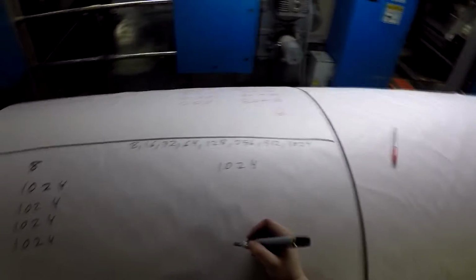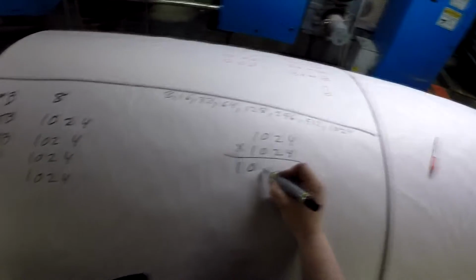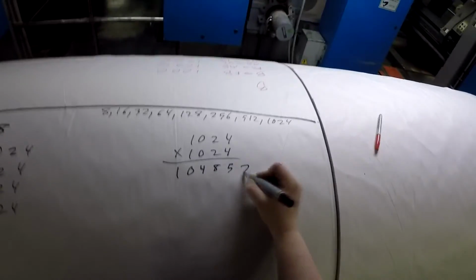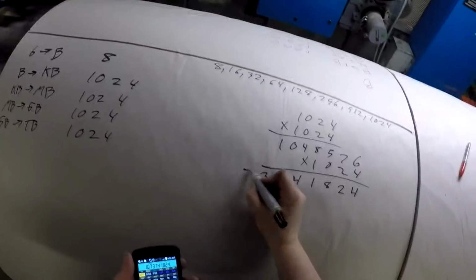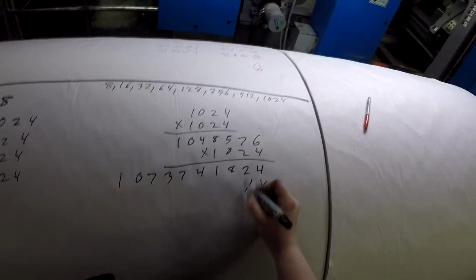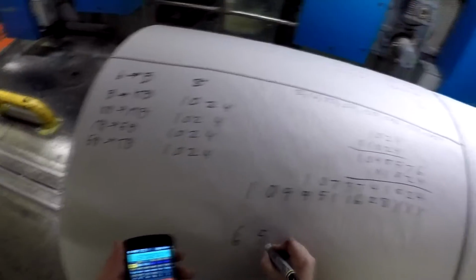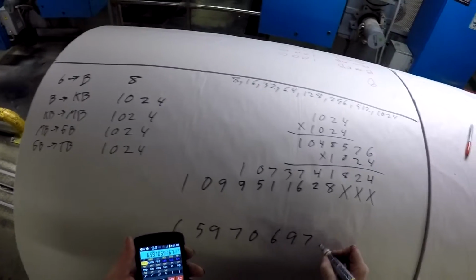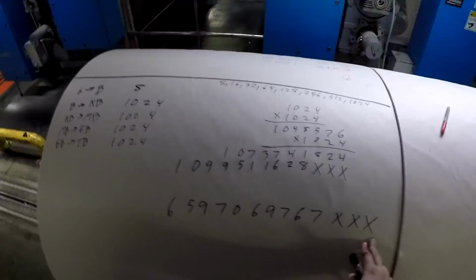We're going to try and find the number of bytes in 6 terabytes. So 1,024 times 1,024, 1,048,576, times 1,024. I think that's right. Multiply that by 6. That gives you 6,597,069,766,xxx. Alright. So to a computer, this is how many bytes are in 6 terabytes. So it's not 6,000, it's this.